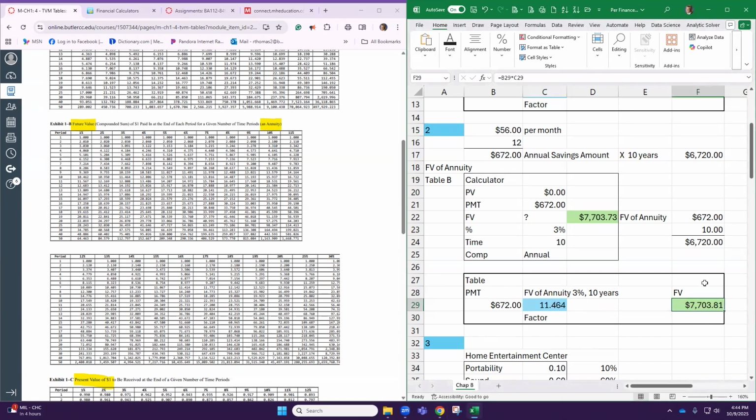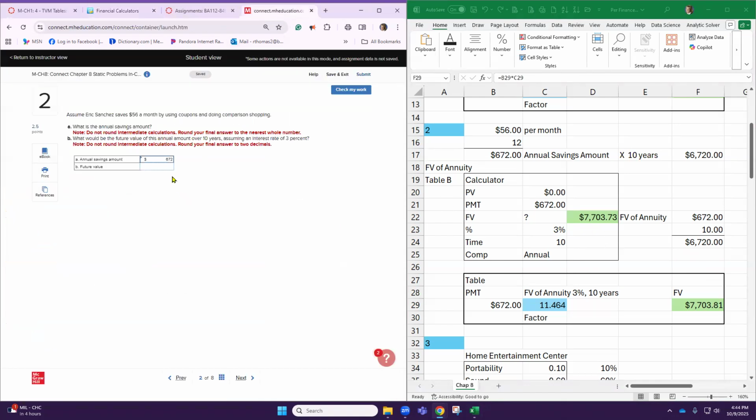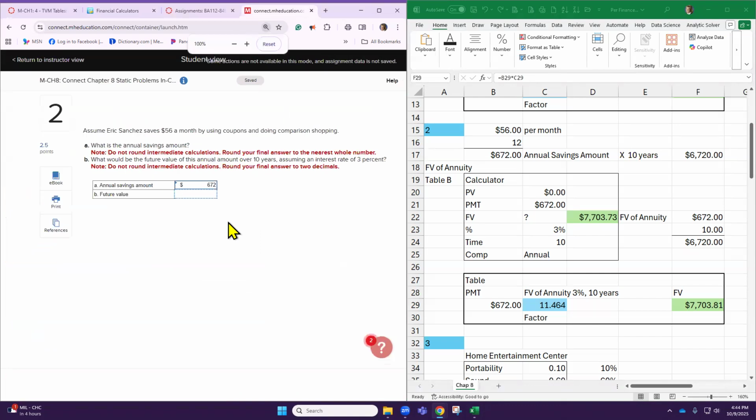It's $7,703.81. Let's check it with our calculator. Okay, so present value gets 0. The interest rate is 3%. So we're looking at $7,703.73. So it looks to me like that is what we expect it to be. Okay, so one of those should work. $7,703.81.